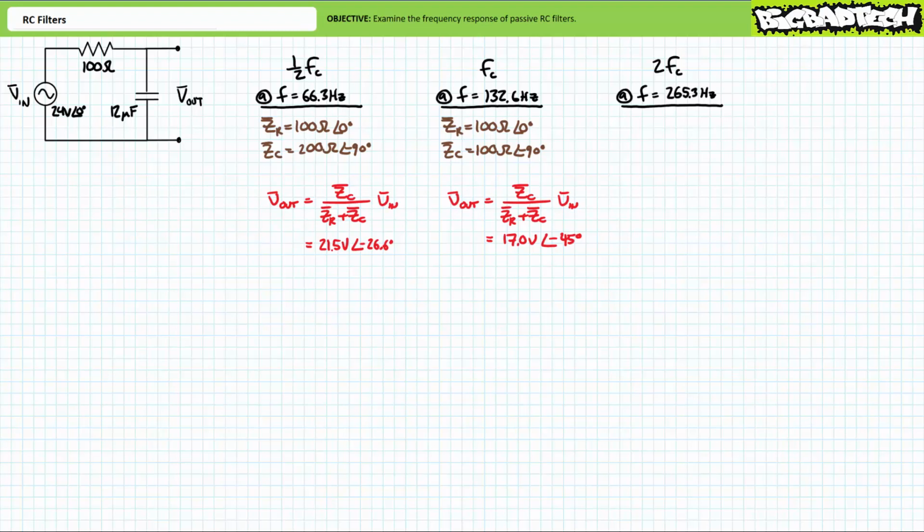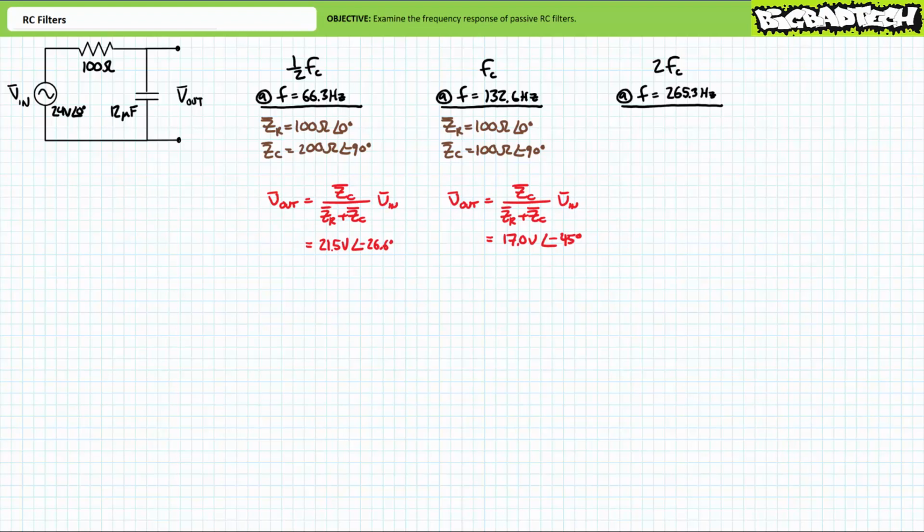Capacitive impedance went up. Voltage across the capacitor should go up. An application of the AC voltage divider rule demonstrates that Vout will be approximately 21.5 volts at an angle of negative 26.6 degrees. At the reduced excitation frequency of 66.3 Hz, output voltage, our property of interest, is greater than that experienced at the critical frequency. This matches our expectations of a low-pass filter. Frequencies less than the critical frequency experience greater output.